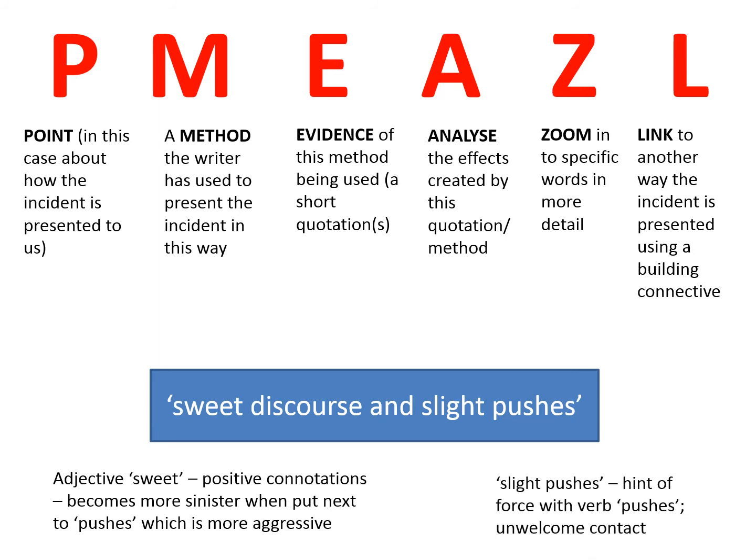And then I also like the fact that he's slightly pushing her the whole time. There's that hint of force there, that verb pushes. This is not welcome contact. Don't forget, this is the Victorian times. So he's charming her, but he's kind of sweetly knocking into her with his orange basket at the same time. So it wouldn't be very welcome contact. That verb pushes does kind of clash with that sweetness that we see earlier in the quotation. So that's how I'm breaking down that quote, and that gives me lots to say about the analyse and the zoom aspect of the PMEAZL paragraph that I'm going to write.